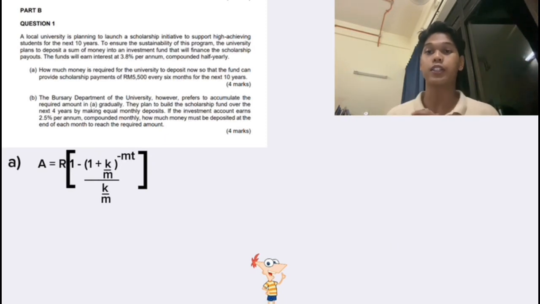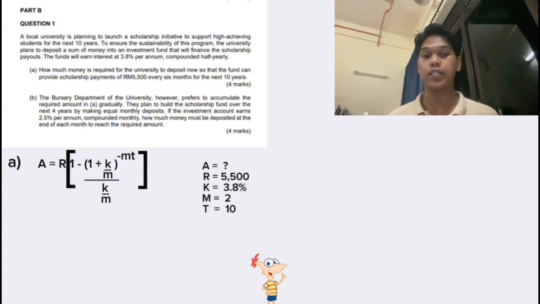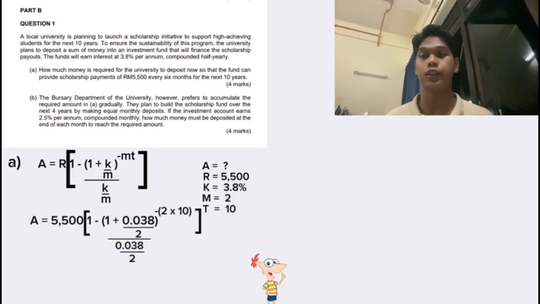So I found all the information. For R is 5,500 ringgit. For K is 3.8%. For m is 2. And the last, t, is 10. So all this information I put into the formula. After calculating, we find the final answer is 90,806 ringgit and 83 cents.